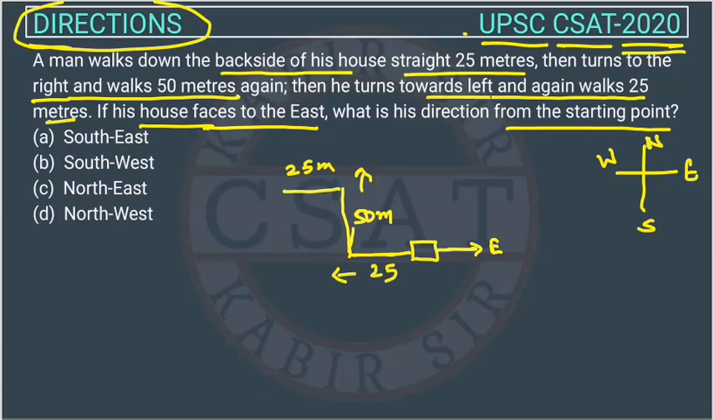If his house faces to the east, what is his direction from the starting point? So he started from here. The question is asking the direction. So he is in which direction? This is east, this is west, this side is north. So he is in the northwest direction. So the answer would be option D. It was an easy question.